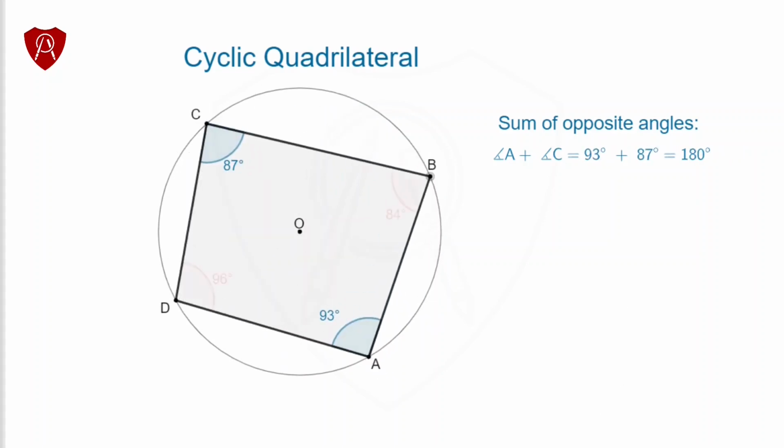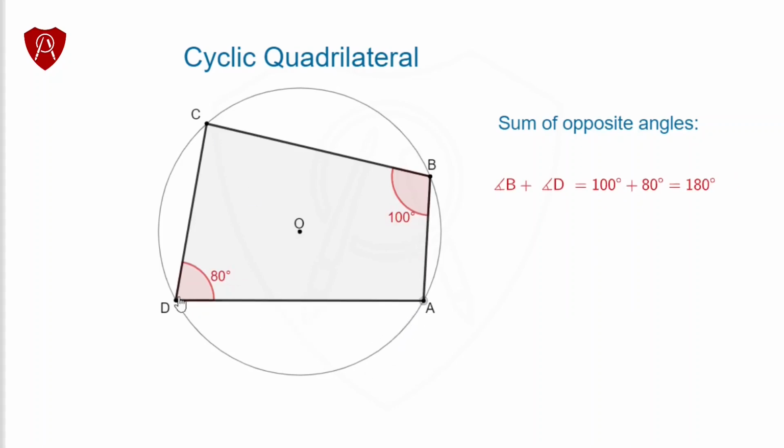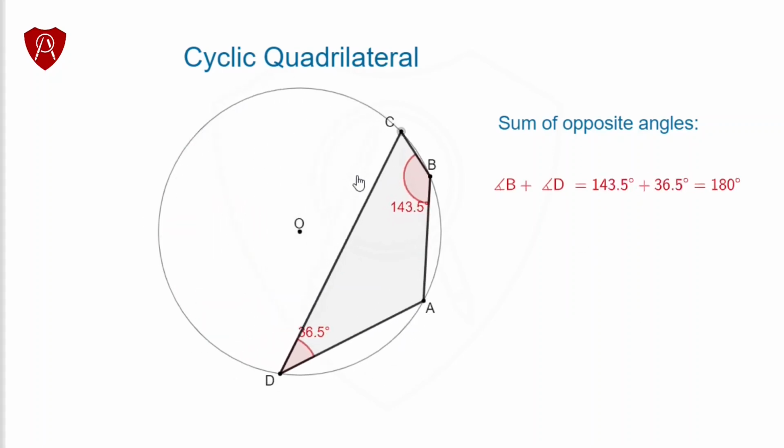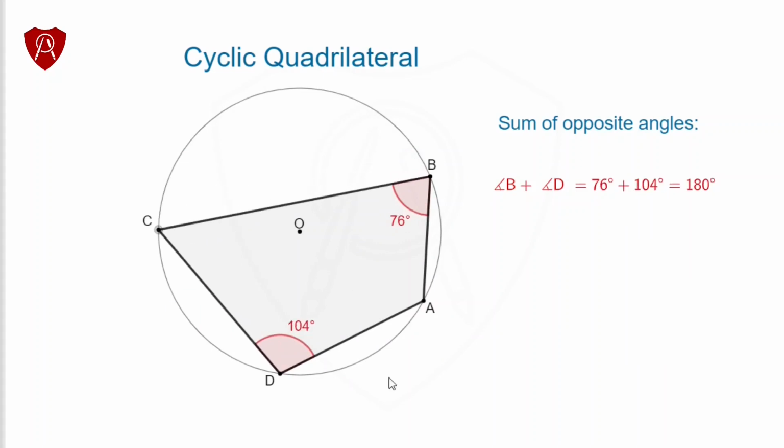B and D is also a pair of opposite angles. By opposite, we mean they are not next to each other. They are across from each other with respect to the quadrilateral. If we change one of the angles, the other one also changes, so that their sum is always 180 degrees.